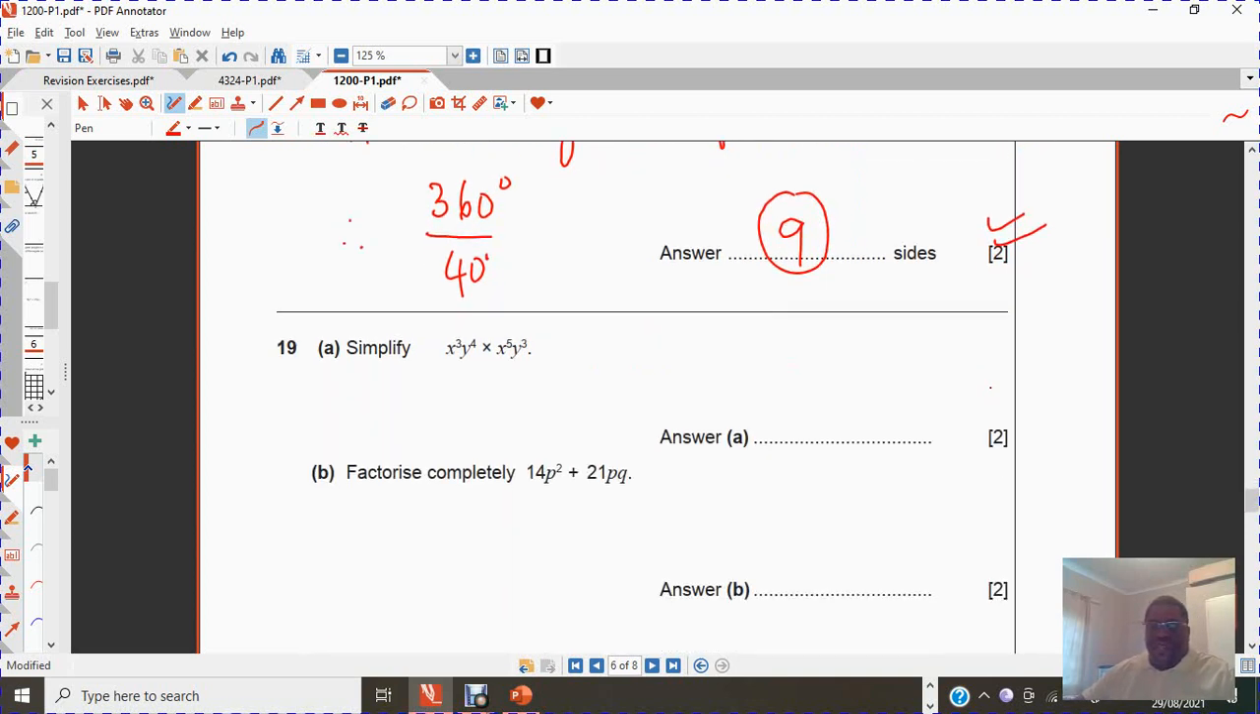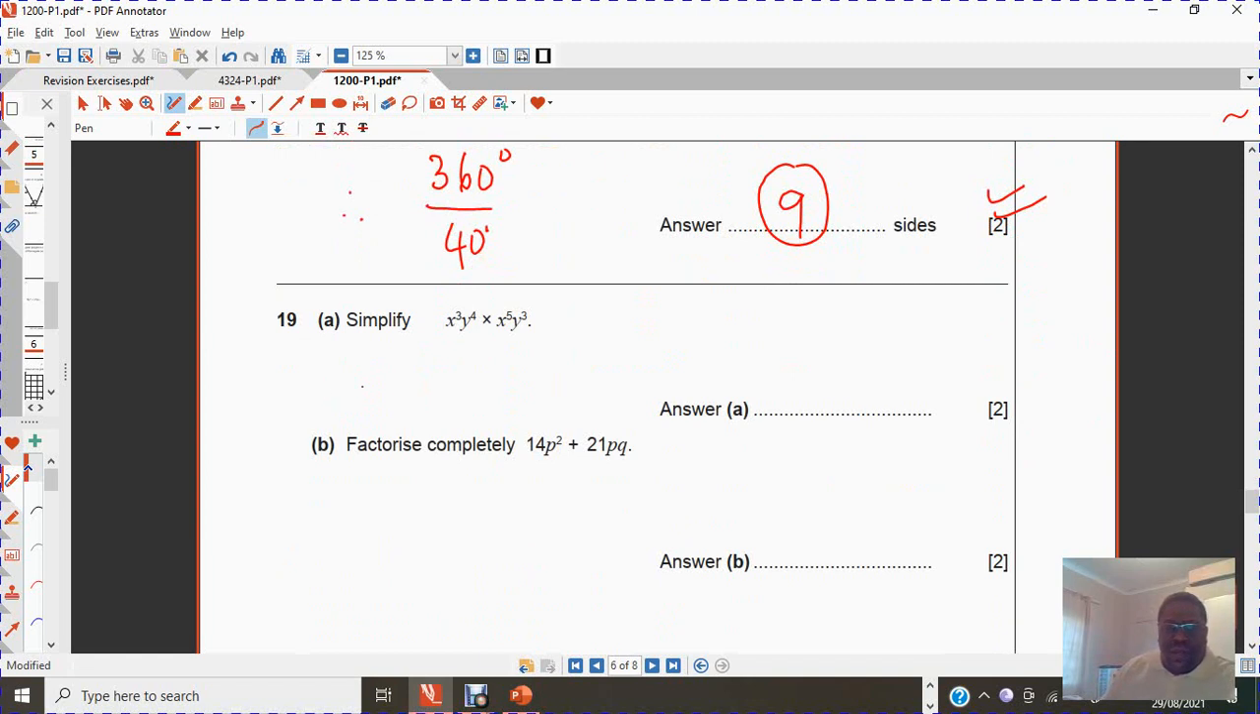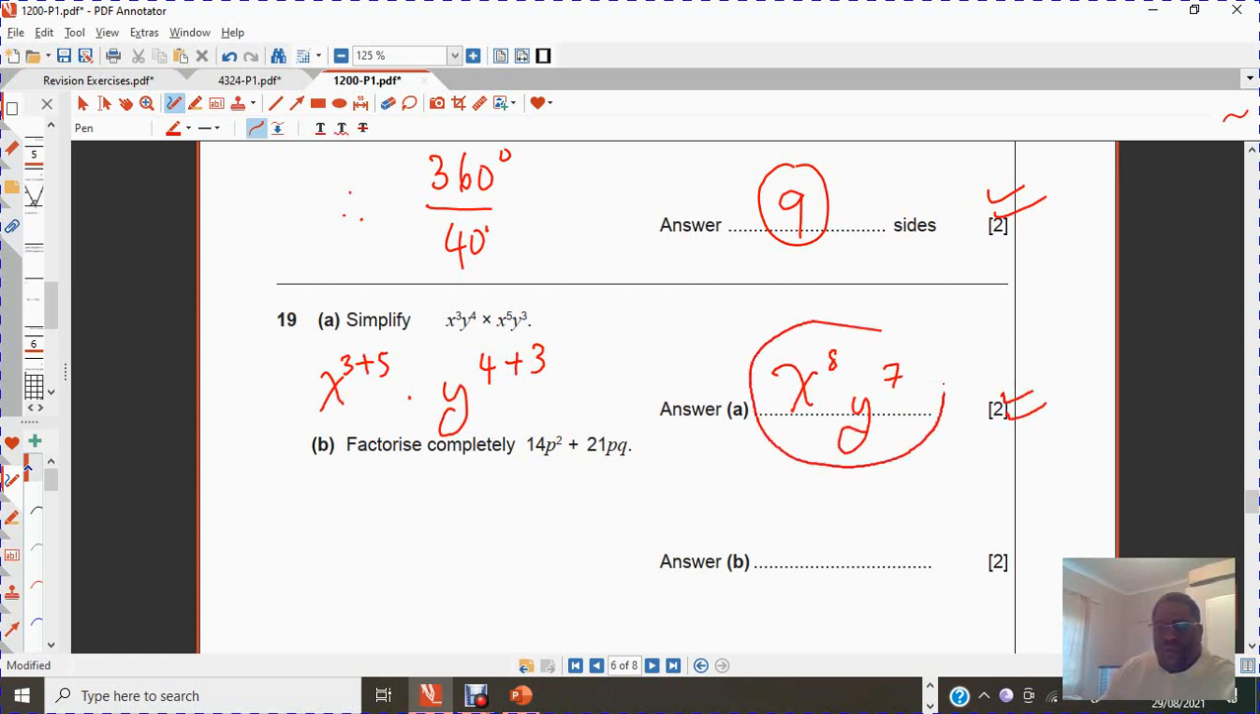Right, this is multiplication 9a. You just have to multiply. So when you multiply, you add the indices. So this is x to the 8th, y to the 7th power. Okay.